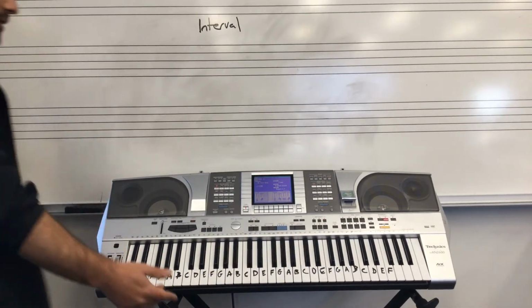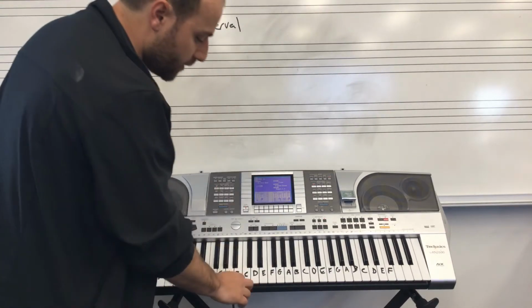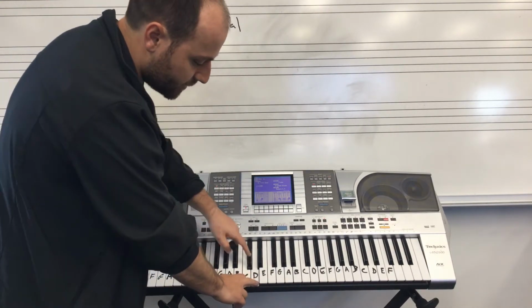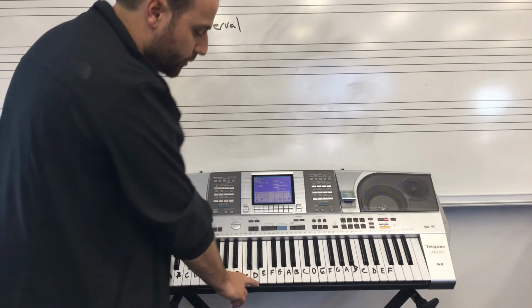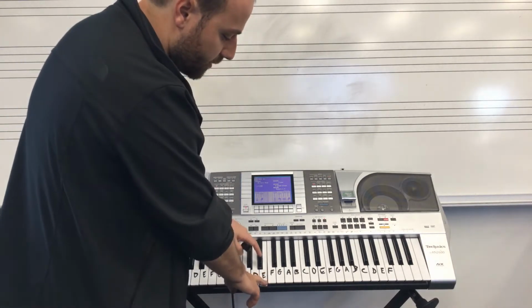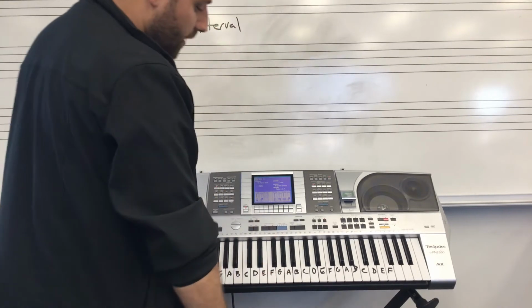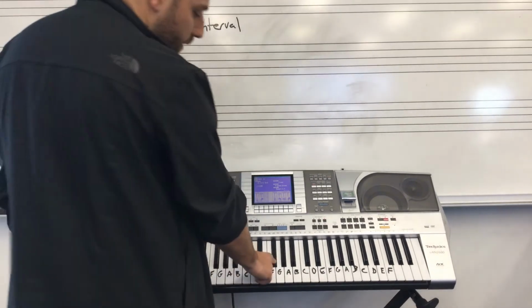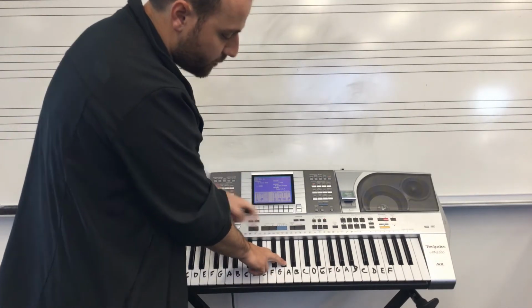A whole step is two keys away. So C to D, is there a key in between? Yes, there's that key in between. So that's a whole step. D to E, is there a key in between? Yes. G to A, key in between. We can also go, so like F sharp to G sharp, there's a key in between those two, so that's a whole step.